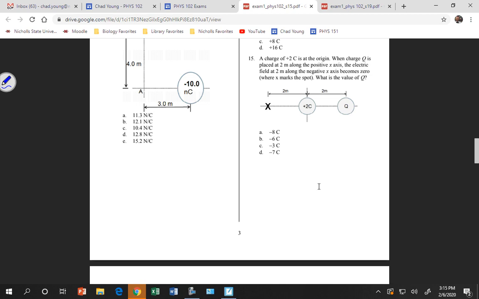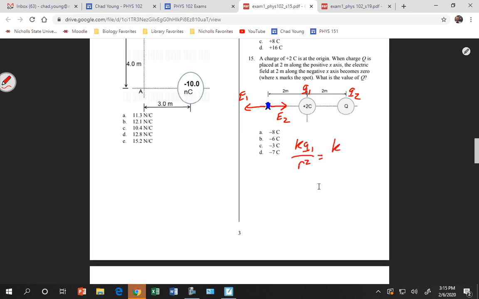This one's useful. A charge of 2 coulombs is at the origin. What charge, then, placed 2 meters along the positive x-axis, what is the value of Q to make the electric field here equal to 0? So E1 is going to be in this direction. I'll call this Q1. E2 has to be in this direction, so I'll call this Q2. And I just want to know, what is that charge Q2 so that these 2 electric field vectors will cancel out. I know that E is KQ over R squared.